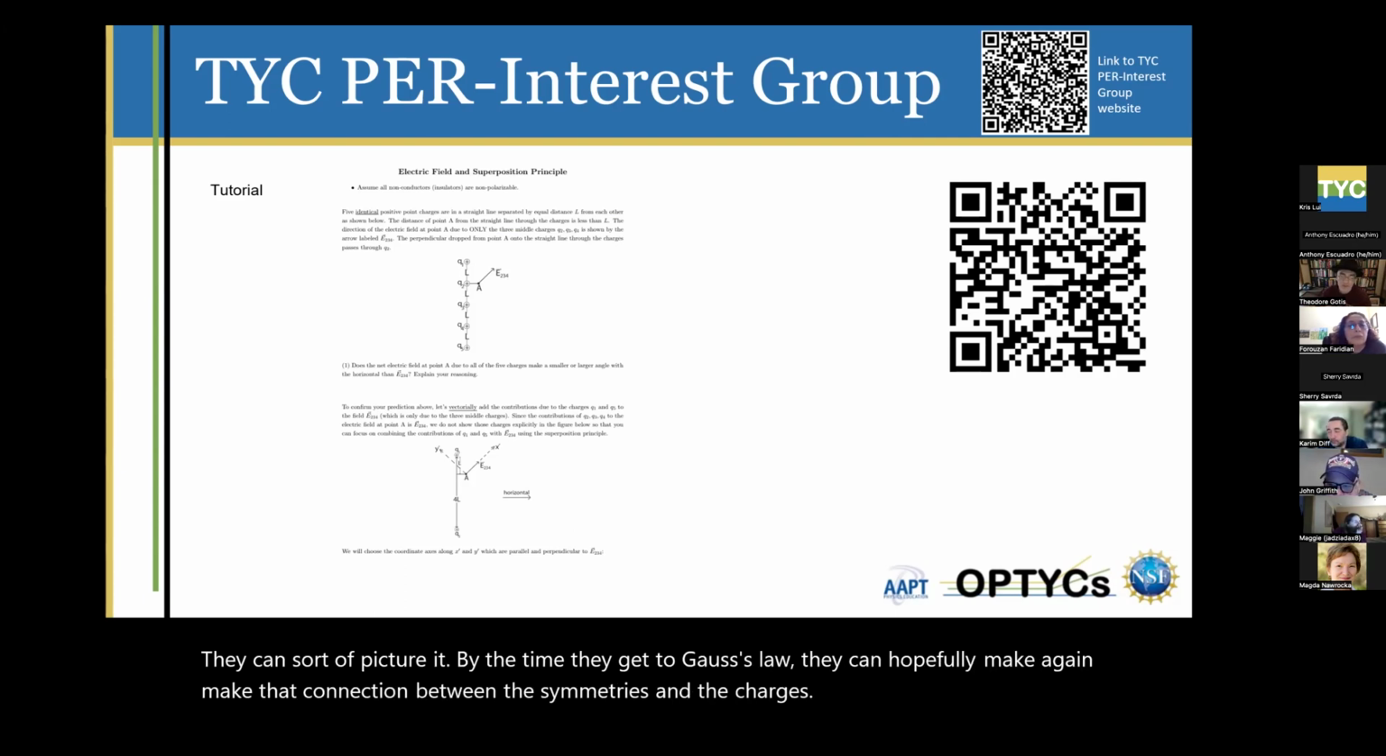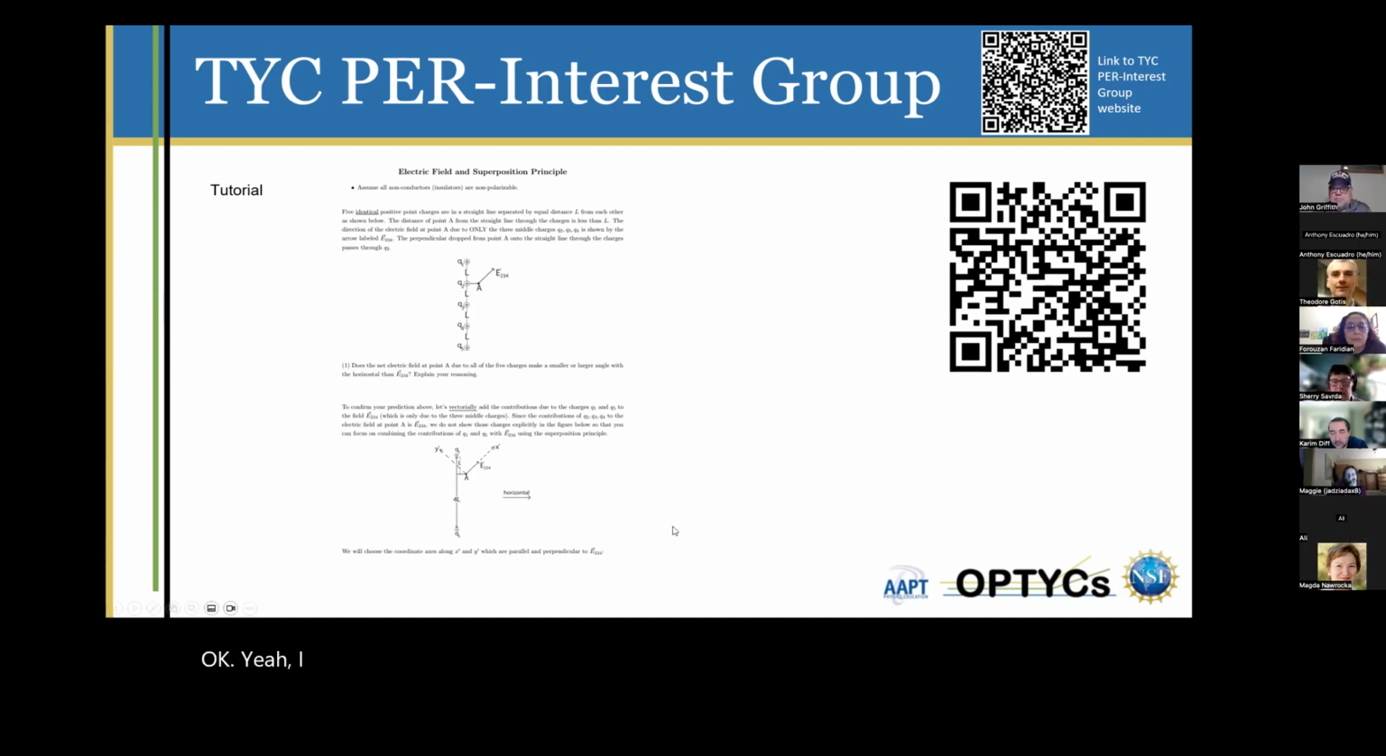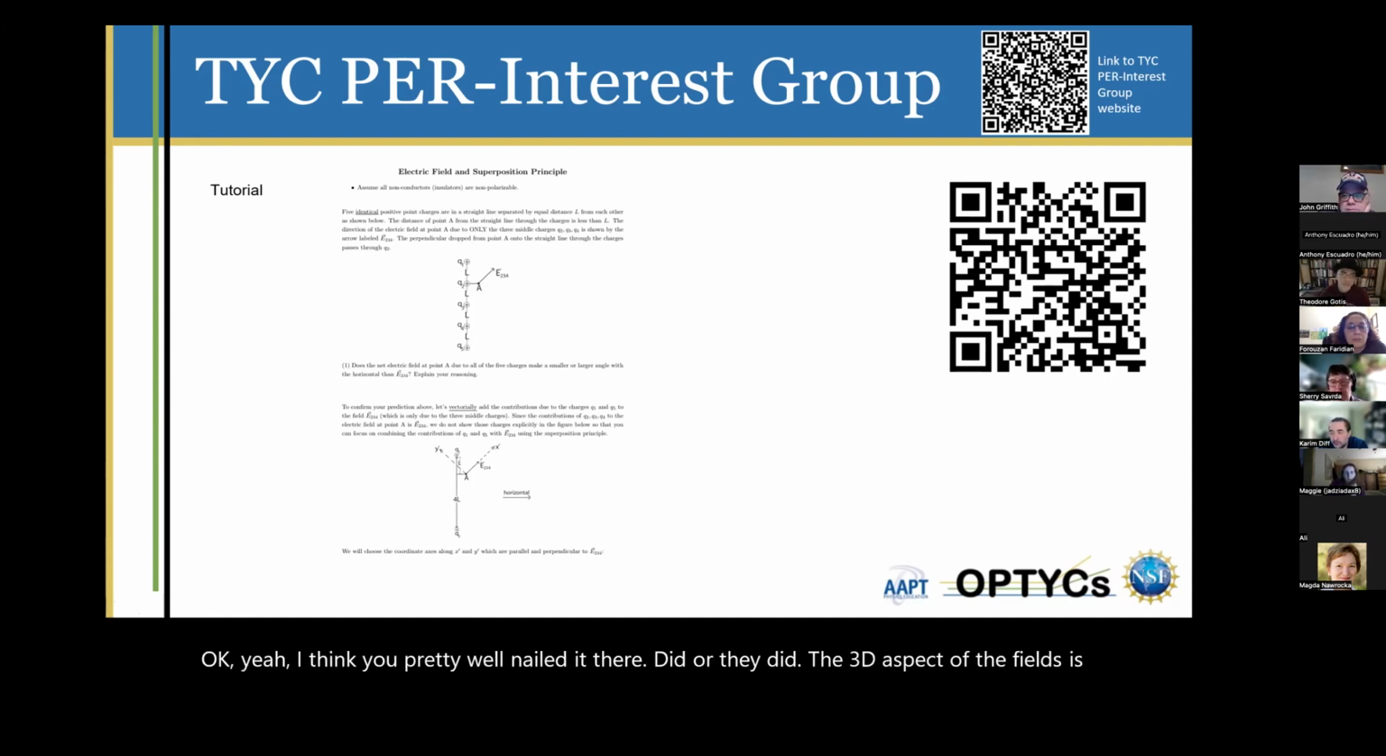But it is very abstract, and it's also very three-dimensional. So sometimes they'll draw out the 2D and they still sort of lose sight that it is a three-dimensional shape, and they'll lose some of that information. Yeah, I think you pretty well nailed it there, Theodore. The 3D aspect of the fields is really troubling for students. In fact, anything that they run across in physics that's 3D is going to be a struggle.